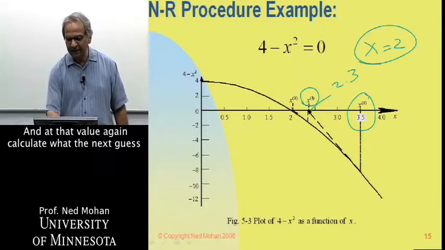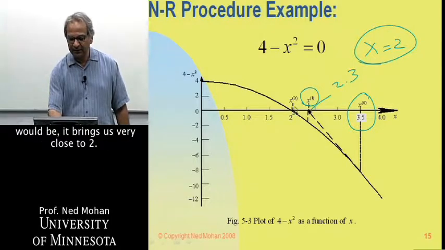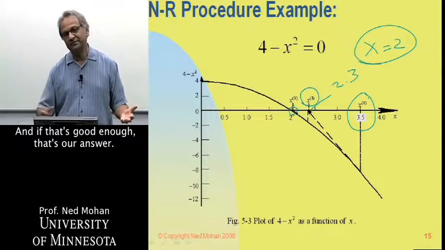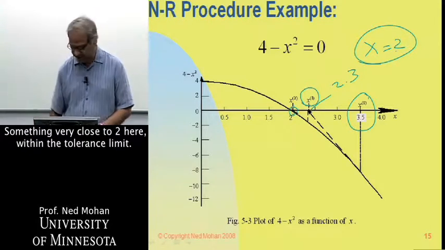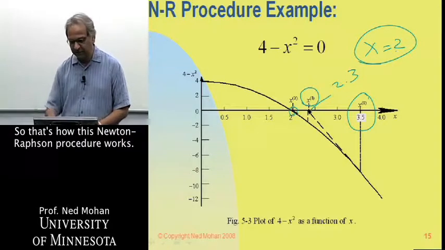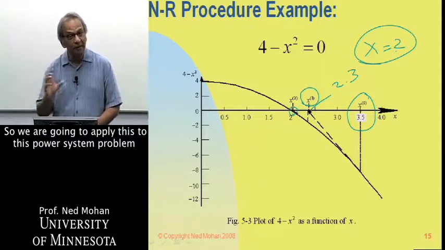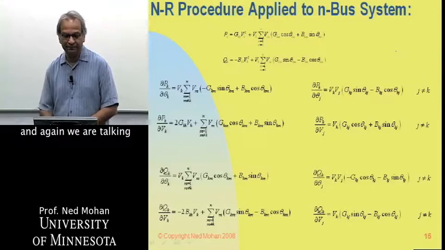And if at that value, again calculate what the next guess would be, it brings us very close to 2. Okay, and if that's good enough, that's our answer. Something very close to 2 here, if it's within the tolerance limit. So that's how this Newton-Raphson procedure works. All right. So we are going to apply this to this power system problem.